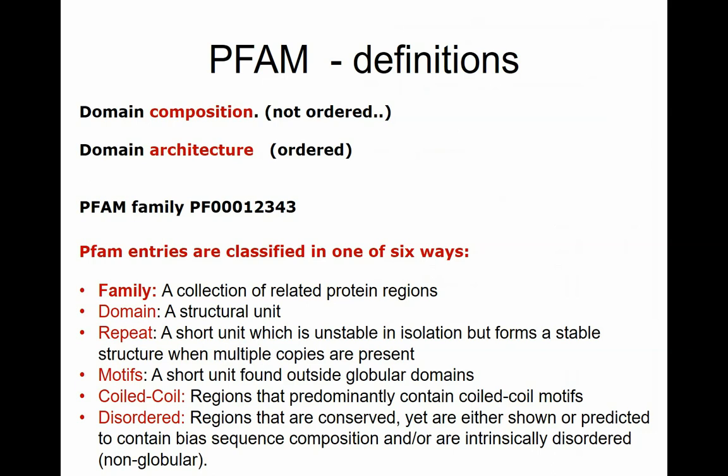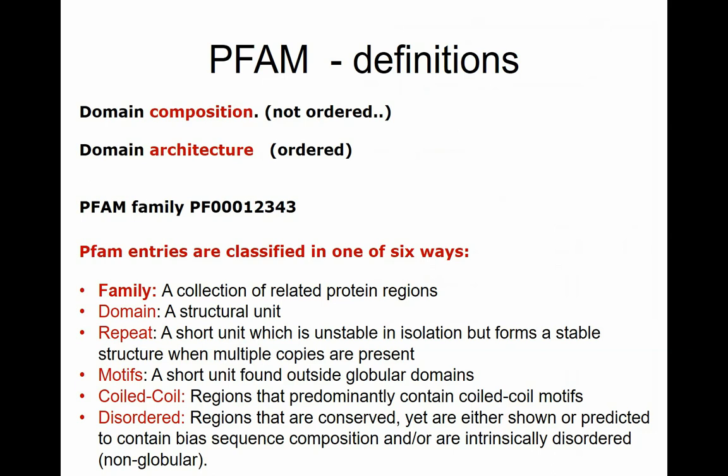the six ways. The two big ones are family and domains. Big ones, I say, from the 18,000, let's say 16,000 or 17,000 belong to this: family and domain. Family is a collection of related protein regions that are big enough and often capture the entire proteins. Domain is a structural unit that I said about this foldability and so on. Repeats are small, short, unstable, and can have multiple copies.